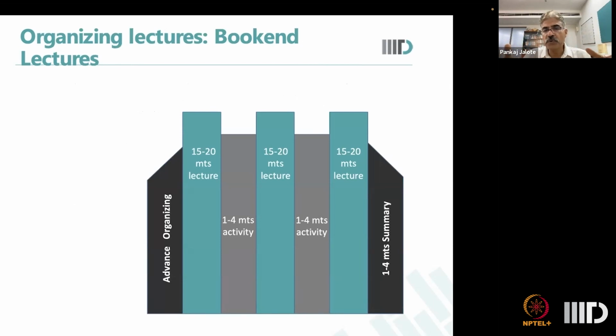One is how you organize your lecture. This is called bookend lectures. With bookend lectures, you give in advance the organization of your course, 15-20 minutes, and then you have a couple of minutes activity, 15-20 minutes of lecture, a couple of minutes activity, 15-20, and you summarize there. So these are two sides. You have bookends. So this is called bookend lectures. I suppose many of us organize our lectures this way anyway, but it's a good thing to keep in mind.